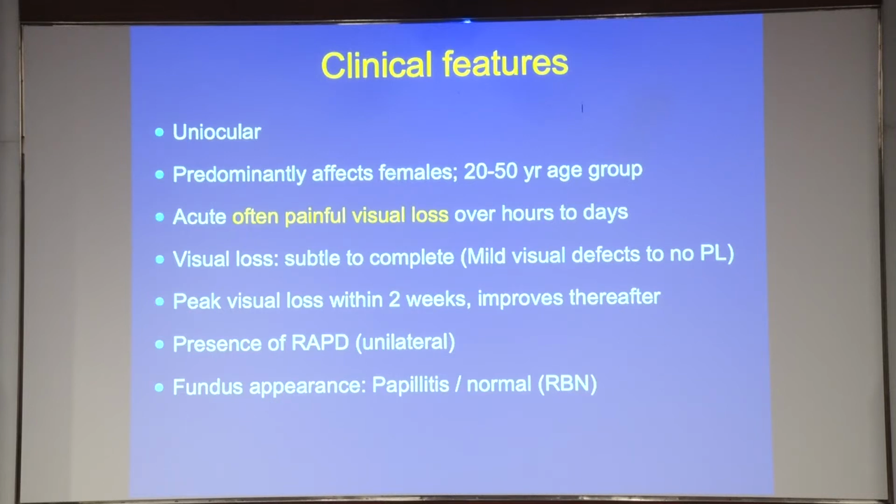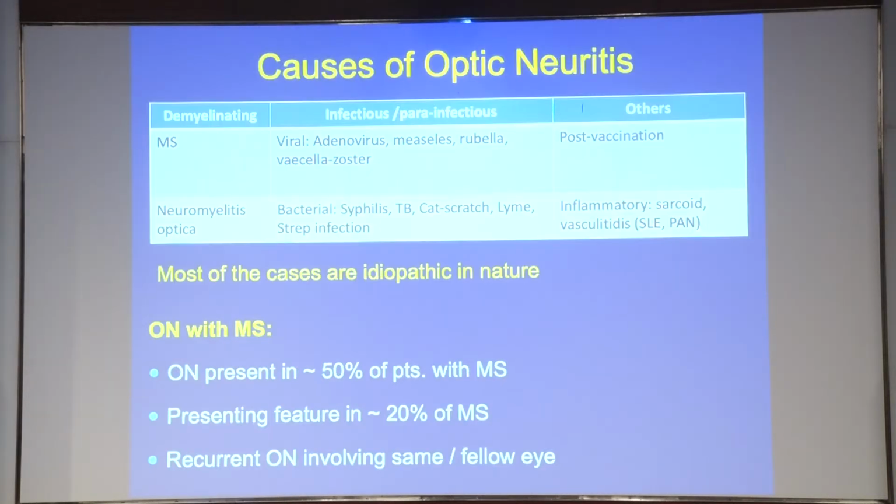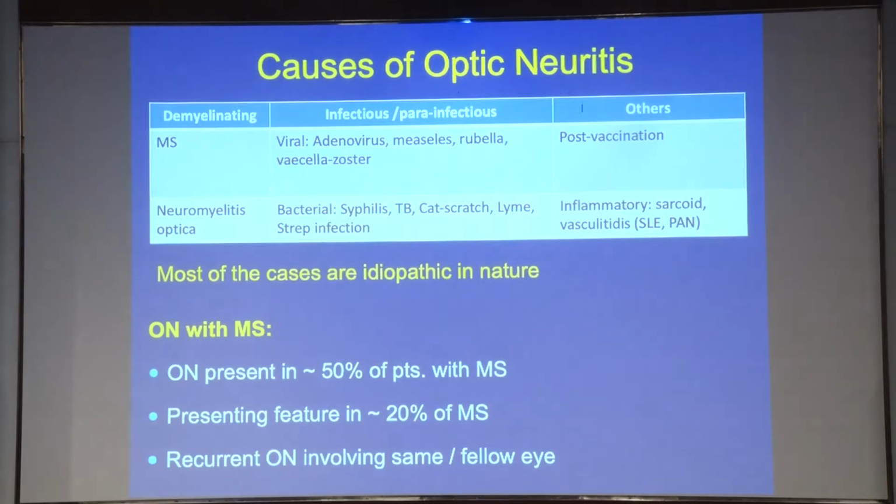In unilateral cases, which is the typical presentation, there would of course be a relative afferent pupillary defect. You do not see no RAPD in a unilateral subnormal vision presentation. Do not think of optic neuritis. And as I said, the fundus could be anything from normal to papillitis. Various causes have been ascribed. The most common at that time was multiple sclerosis, and now we've been talking about NMO. And of course, infections could present similar to typical optic neuritis, and occasionally, especially in children, post-vaccination. Most of the causes are idiopathic in nature.